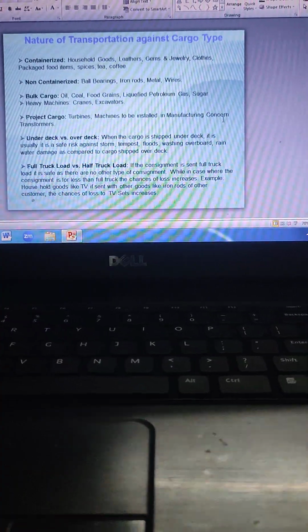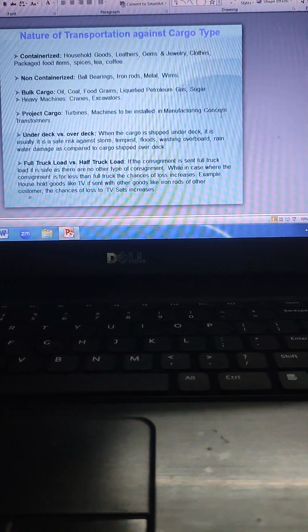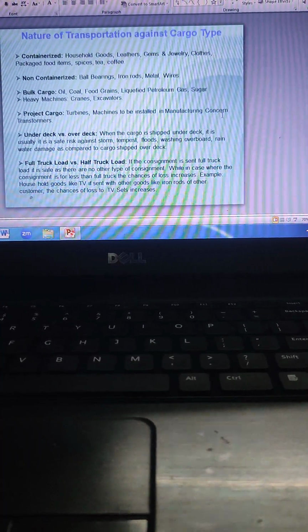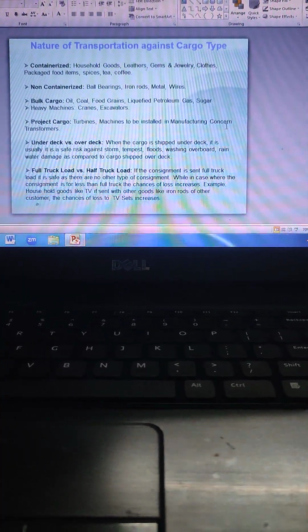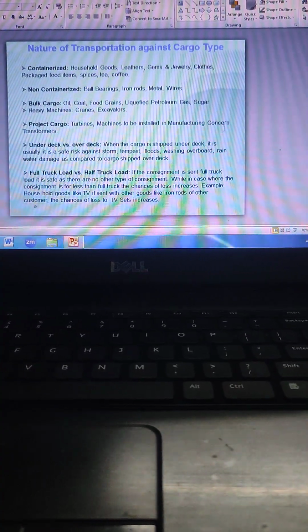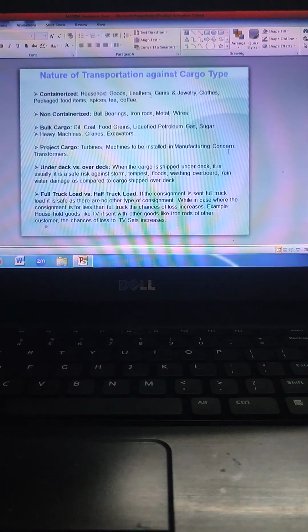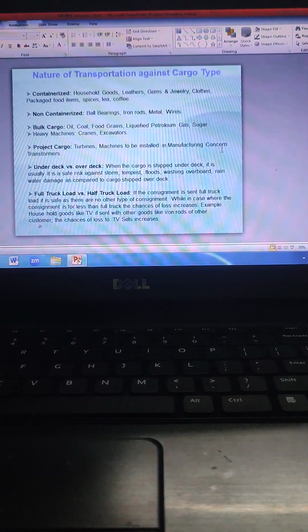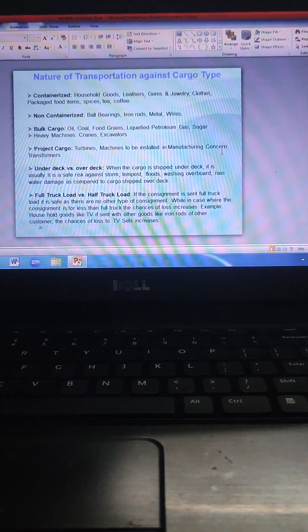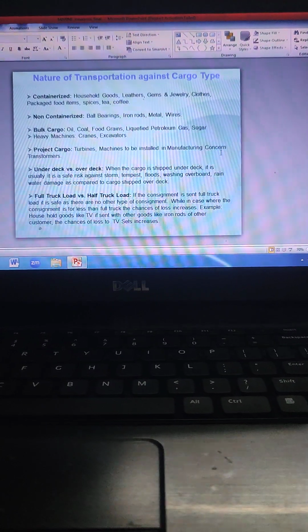Full truckload versus part truckload means if the consignment is sent full truckload it is safe as there are no other types of consignments, while where the consignment is for less than full truck the chances of loss increase. Example, household goods like TV, if sent with other goods like iron rods of other customers, the chances of loss to TV sets increase.